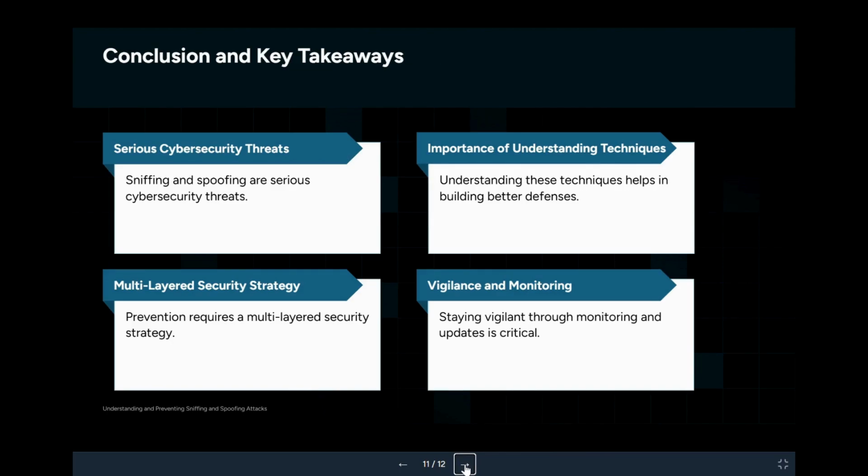To summarize everything: sniffing and spoofing are serious cybersecurity threats. Understanding these techniques helps in building better defenses. Prevention requires a multi-layered security strategy. Staying vigilant through monitoring and updates is very critical.